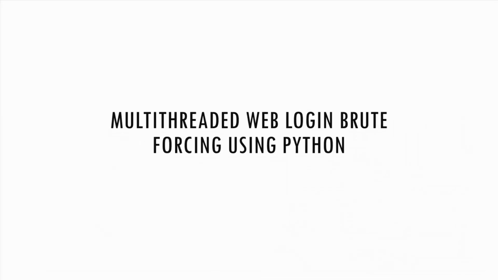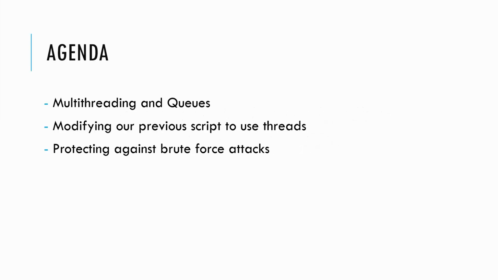Hello everyone. In this video, we are going to pick up from where we left off in our last video on brute forcing login forms using Python. We are going to make our script even more powerful by using multiple threads and making it even faster. First, we will discuss multithreading and queues, since we are going to be using them, then implement them in our script and test it out against our target. And lastly, we will also look at how we can protect ourselves against such attacks.